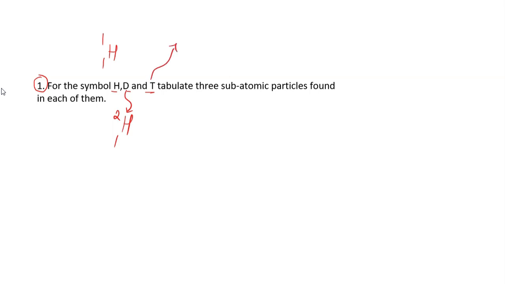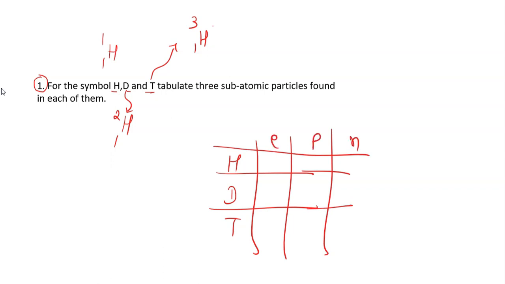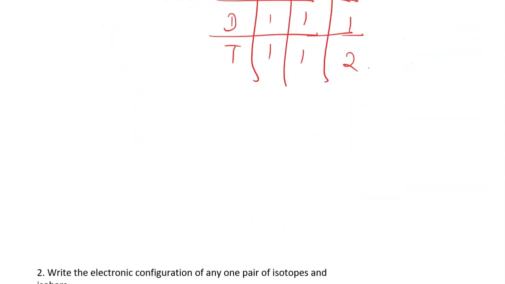And T is the symbol for tritium, that means 1H3. Tabulate the 3 subatomic particles found in each one of them. So for protium, deuterium and tritium, we have to write each subatomic particle: electrons, protons and neutrons. How many electrons in each one of them? Definitely 1. Protons also 1. But neutrons will be 0, 1 and 2. And that's the reason these are H, D and T. These are the isotopes of hydrogen.